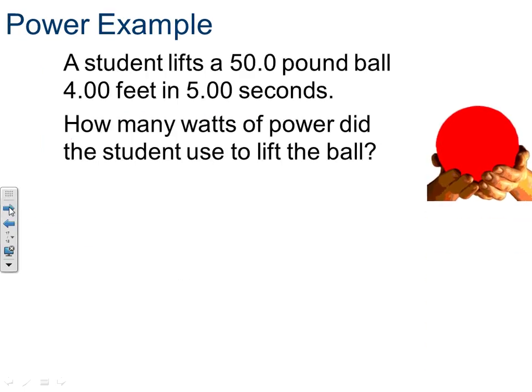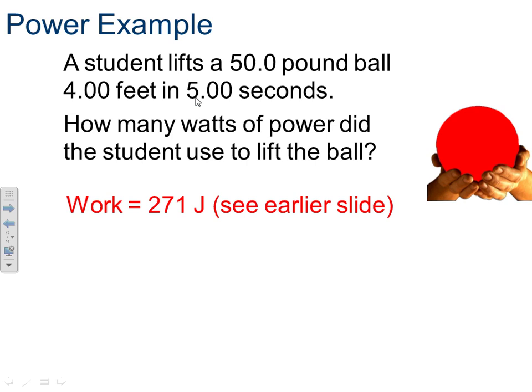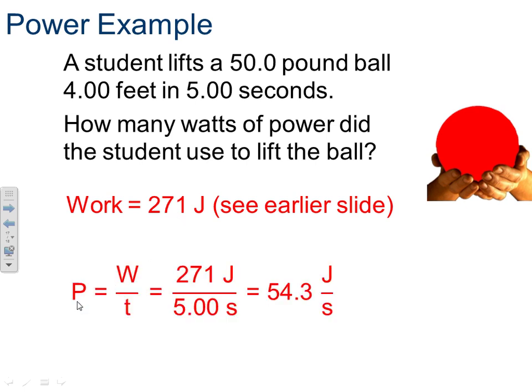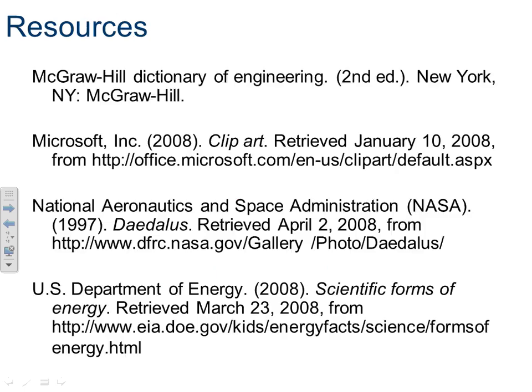All right, so going back to our other example, if you notice, we never did use the 5 seconds before as far as the work, because work doesn't matter how much or how quickly you do it, it's just whether you do it or not. Power is how fast can you do that work. So how many watts of power did the student use to lift the ball since they did it in 5 seconds? Well, earlier on we calculated a work of 271 joules. So to get the power, we would take work divided by time, or 271 joules divided by 5 seconds. And that would give us 54.3 joules per second, or 54.3 watts. Yay!